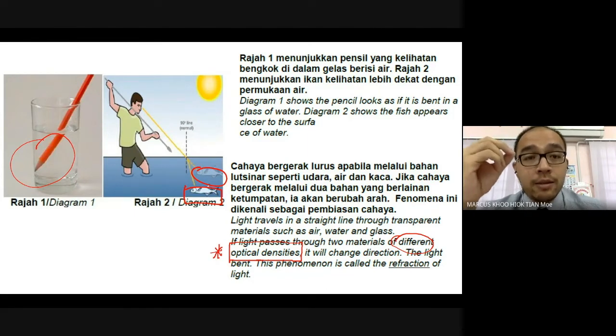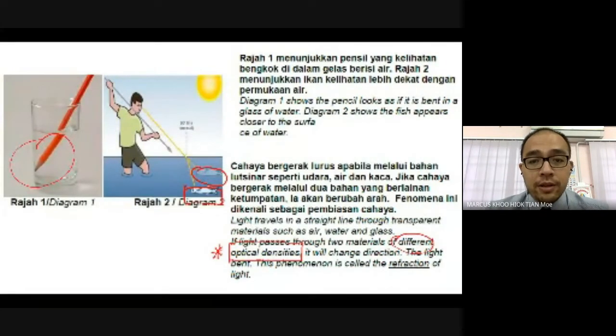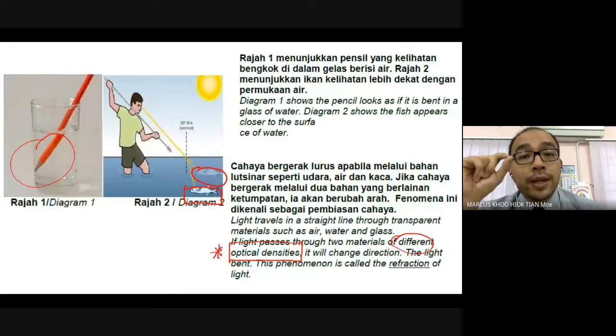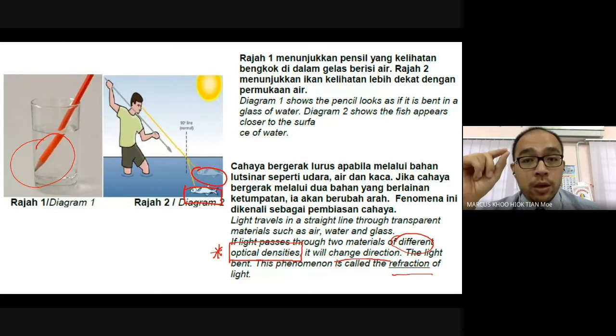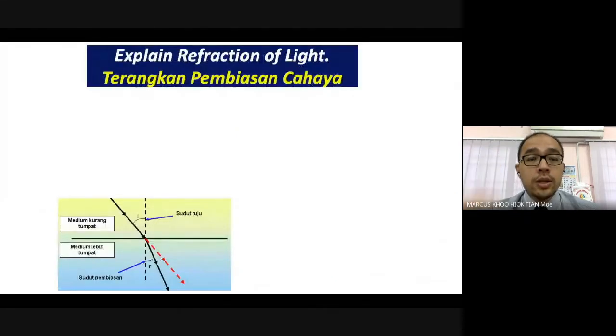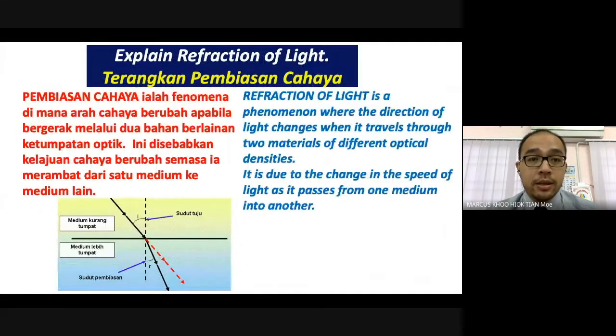But for light, we use a slightly different term, which we call optical density. This is very specific for light. So when light passes through two materials of different optical densities, it will change direction. And this is what we call the refraction of light. So let's talk about the meaning of refraction of light.